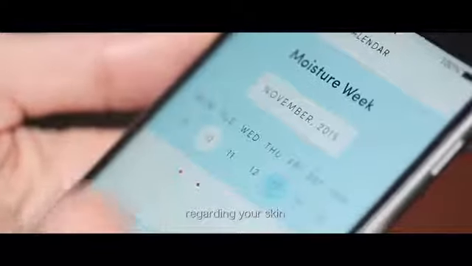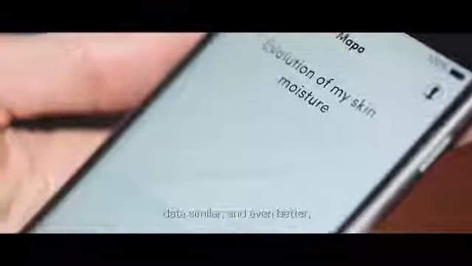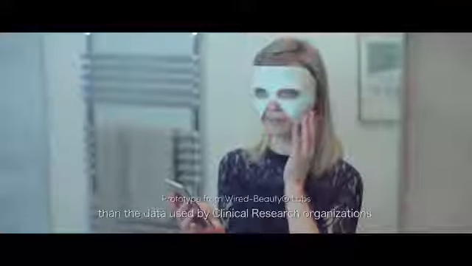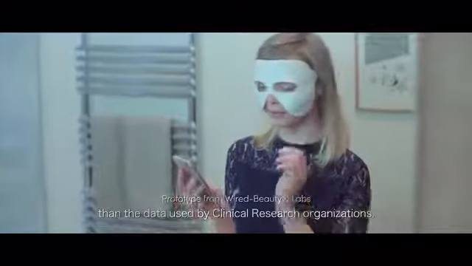Over the past 2 years, we've developed at Wire Beauty the innovative solution to provide you with the best and most accurate data regarding your skin. Data similar and even better than the data used by a clinical research organization.